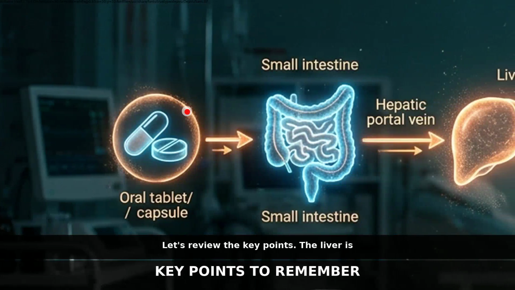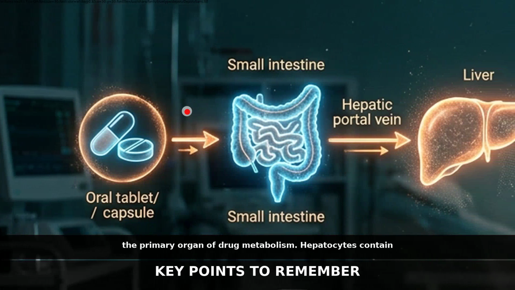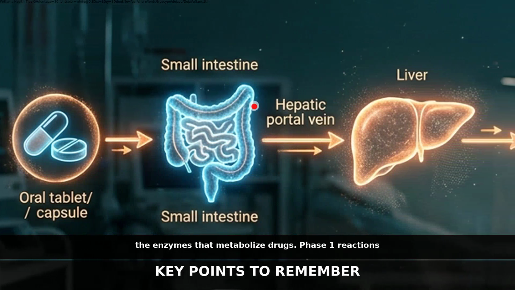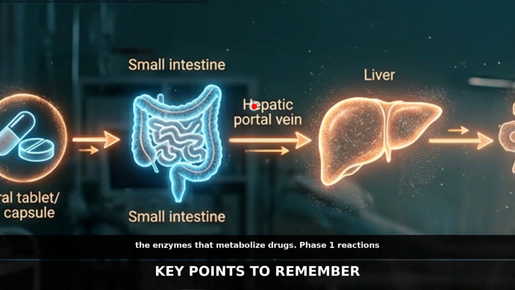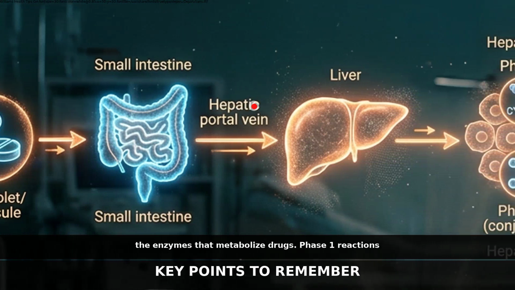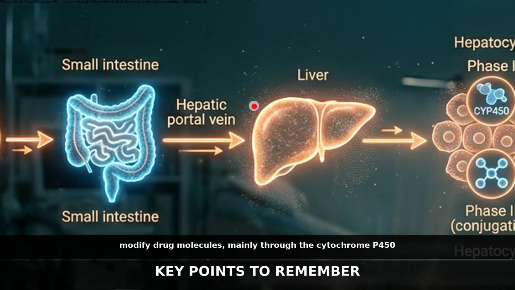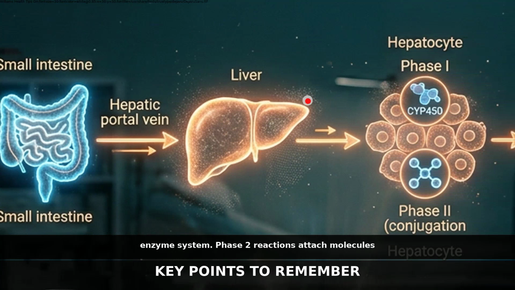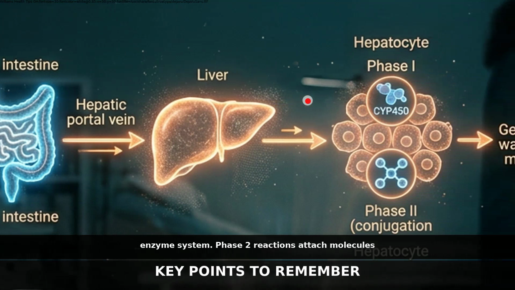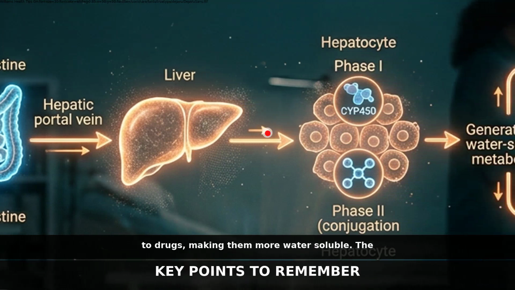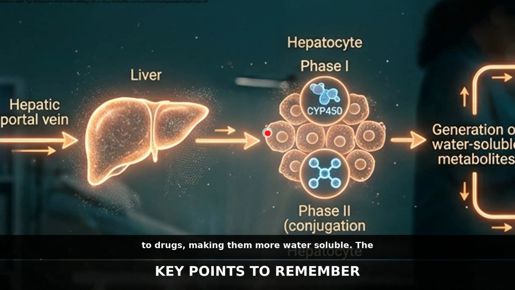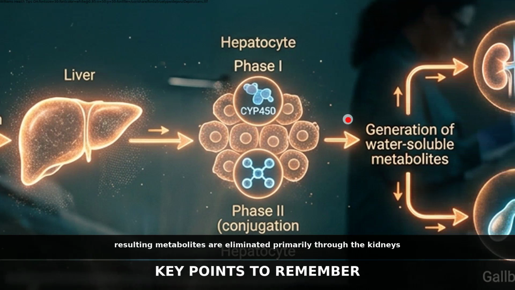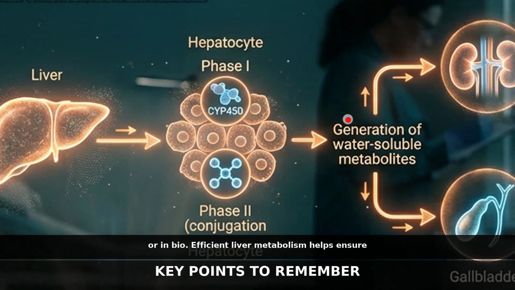Let's review the key points. The liver is the primary organ of drug metabolism. Hepatocytes contain the enzymes that metabolize drugs. Phase 1 reactions modify drug molecules, mainly through the Cytochrome P450 enzyme system. Phase 2 reactions attach molecules to drugs, making them more water-soluble. The resulting metabolites are eliminated primarily through the kidneys or in bile.